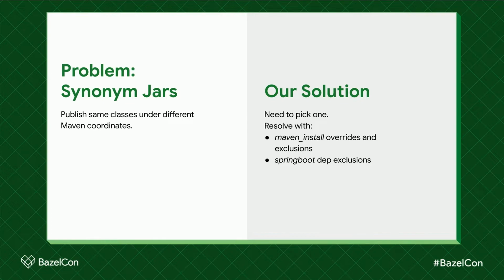Synonym jars. So this is another case where some open source projects change their group ID in Maven or their artifact ID in Maven over time. But they don't change their Java class path or the package name. And so some projects end up pulling in the old one and the new one, which doesn't violate single version policy because they're different names. So we had to implement additional logic here. In the Spring Boot rule again, we have a way to pick a winner if you have this situation. But also Maven install has some features that can help you with this.